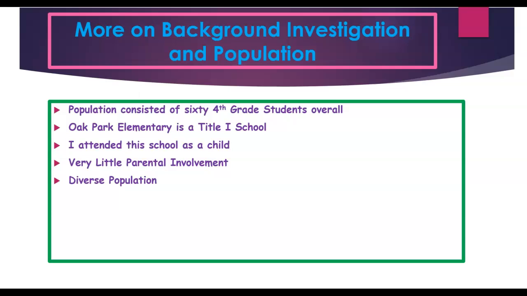More background investigation and population. Oak Park Elementary School is an elementary school ranging from pre-K to 5th grade. The school is located in a low-income area. The test scores in this school often fall below the state average. Overall, there are 540 students. The population of this study will be for all fourth graders entering into the fourth grade. It is approximately 60 students.